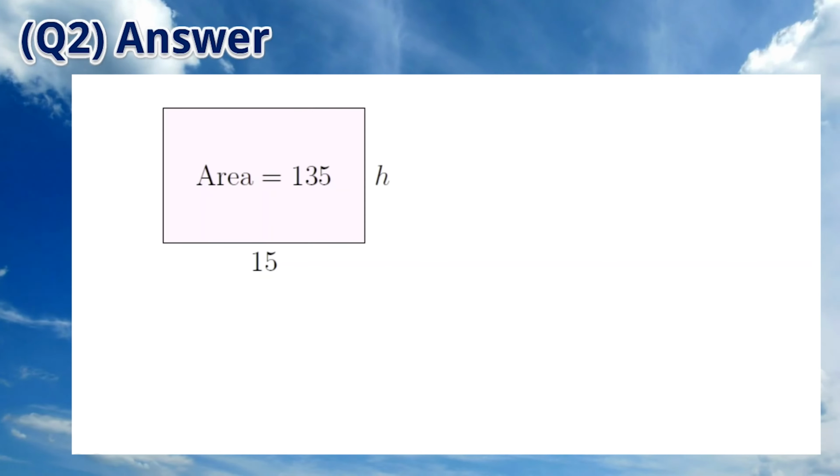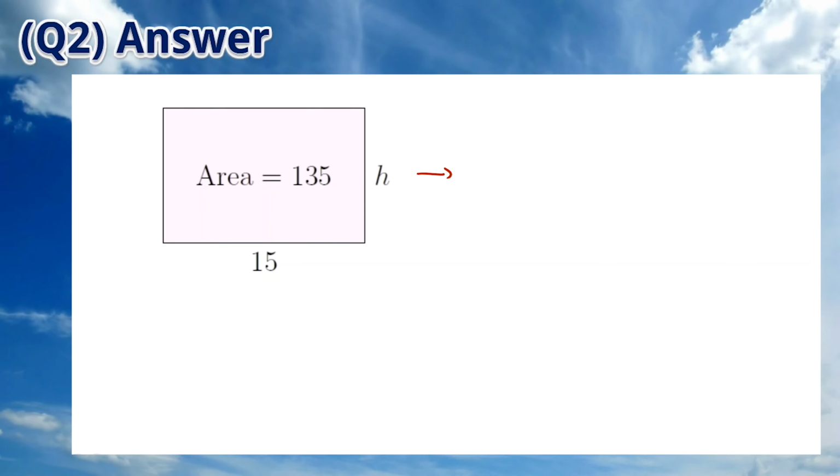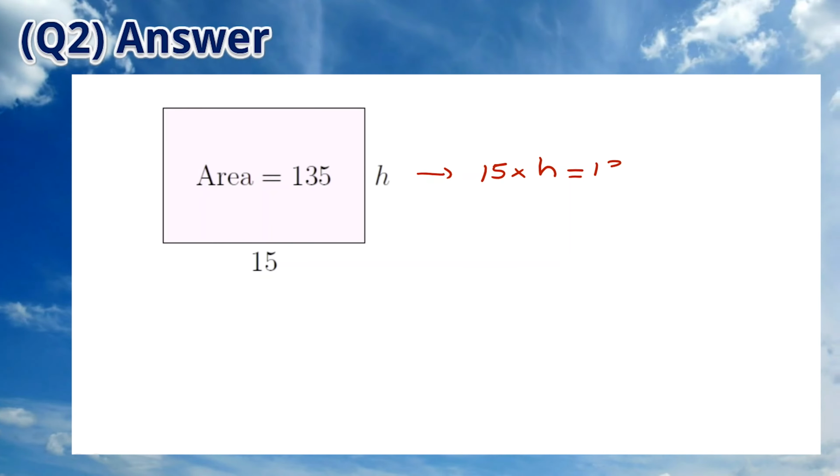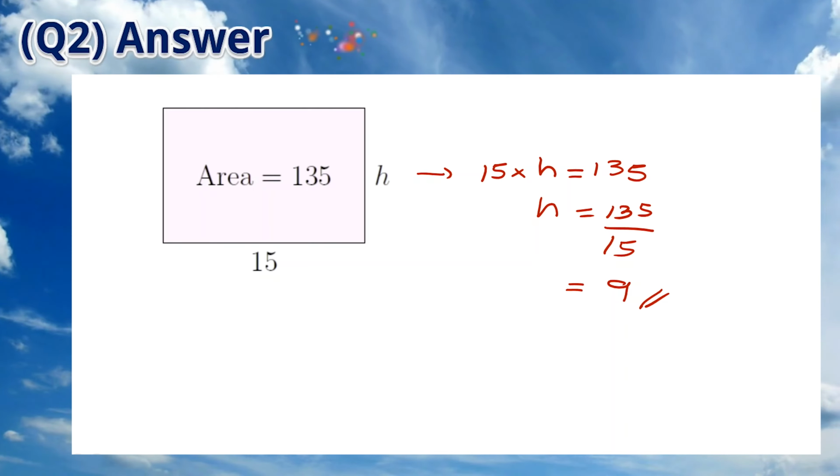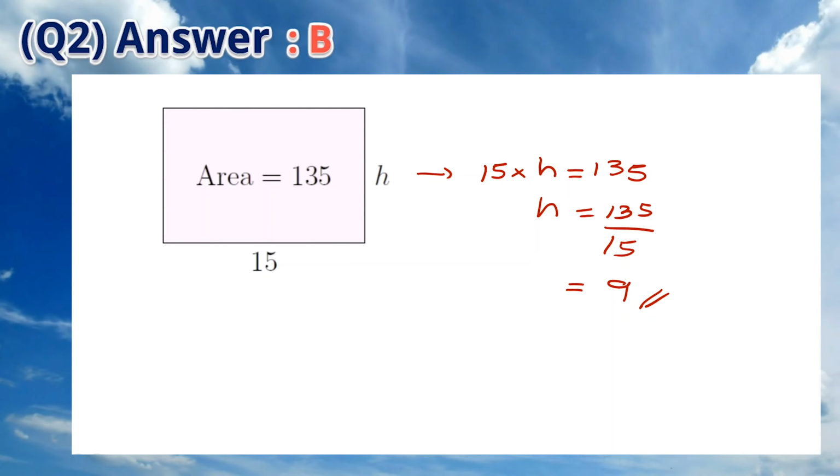Since the area of the rectangle is 135, we can find h by dividing 135 by 15. This gives 9. This means that the answer is B.